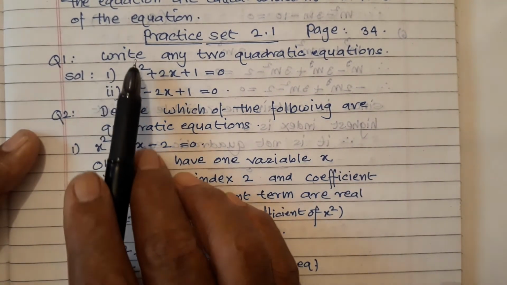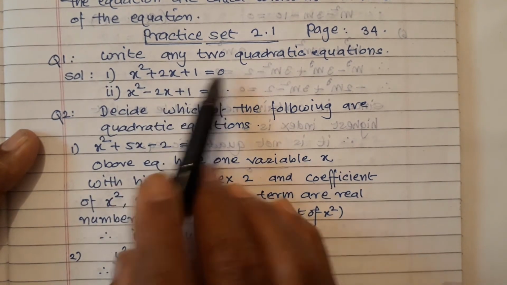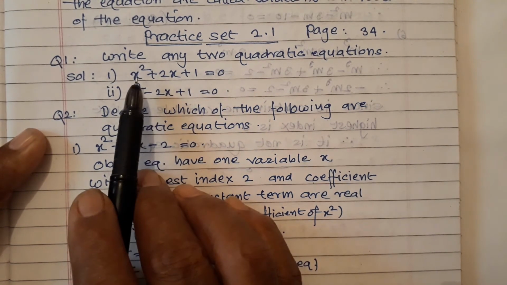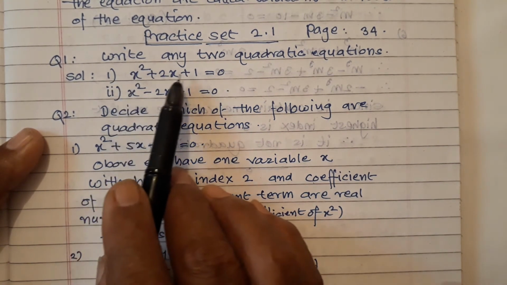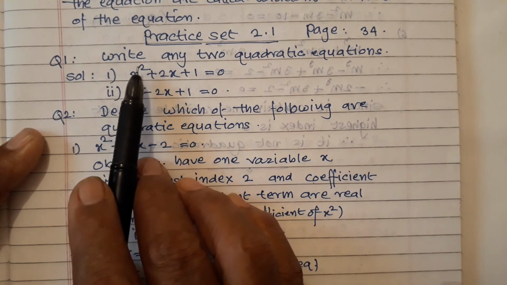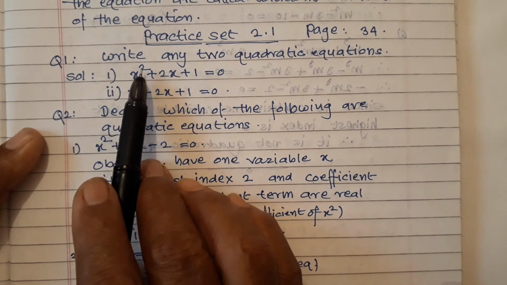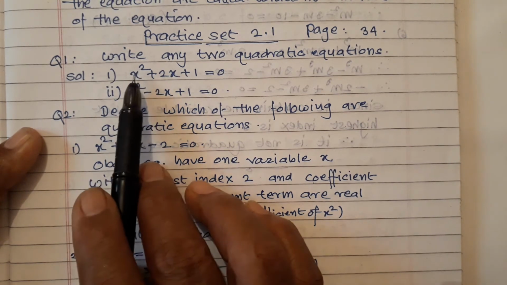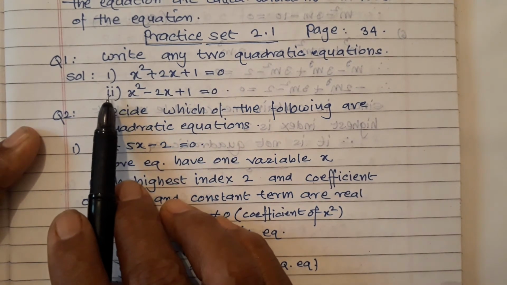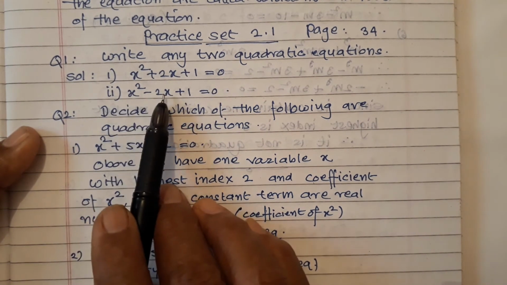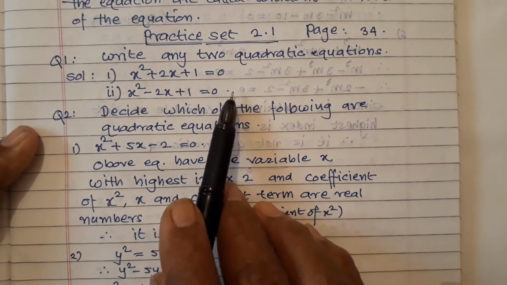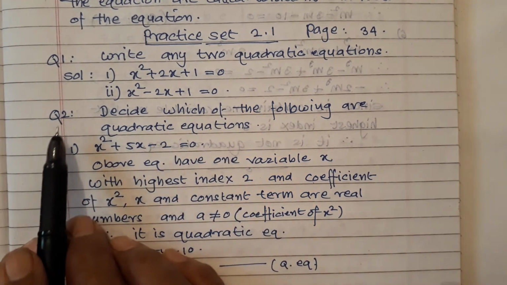Question number 1. Write any two quadratic equations. Number 1: x square plus 2x plus 1 is equal to 0. Now this is a quadratic equation. Why? Because there is only one variable and the variable having the highest index is equal to 2. Okay, so therefore this is a quadratic polynomial. Similarly, number 2: x square minus 2x plus 1 is equal to 0 is also a quadratic equation.